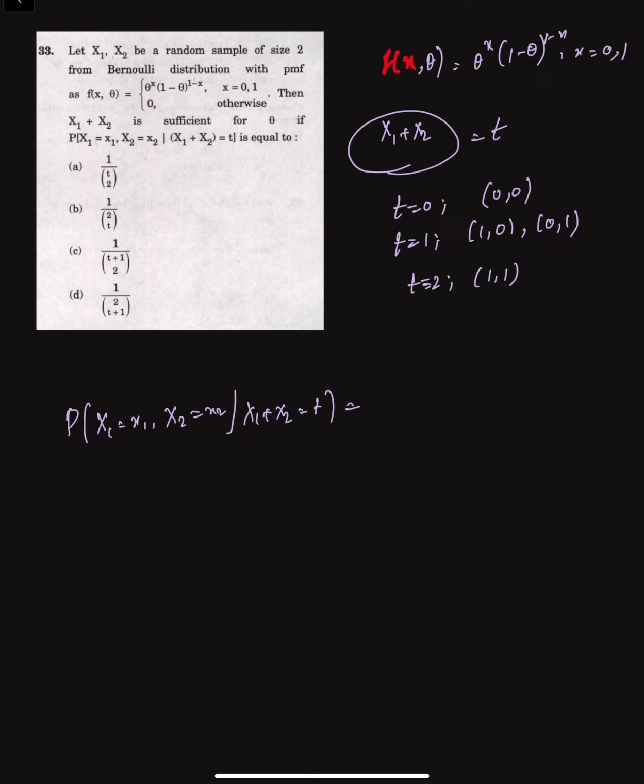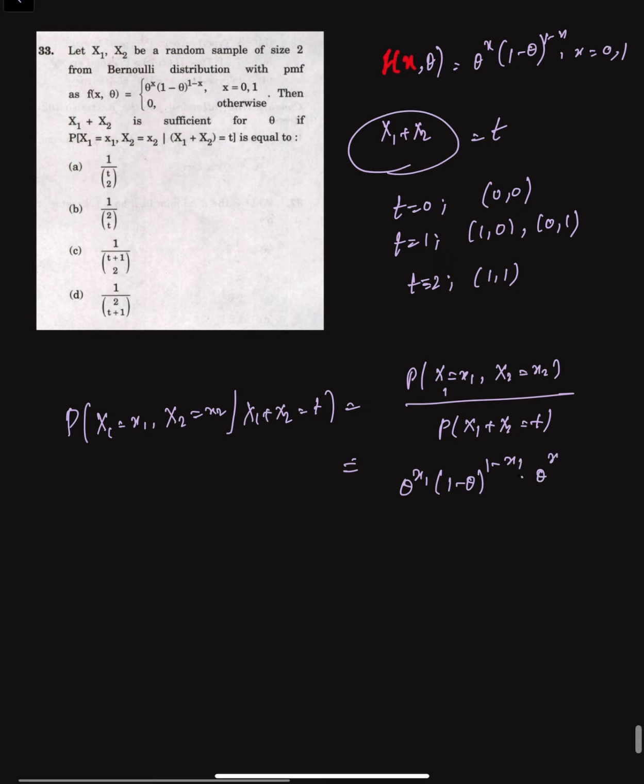equals t, is nothing but the probability of X1 equals x1, X2 equals x2, divided by the probability of X1 plus X2 equals t. So the probability of X1 equals x1 is theta to the power x1 into (1 minus theta) to the power 1 minus x1, into theta to the power x2 into (1 minus theta) to the power 1 minus x2, divided by the probability of X1 plus X2 equals t. So that means the denominator is nothing but 2 choose t into theta to the power t into (1 minus theta) to the power 2 minus t.